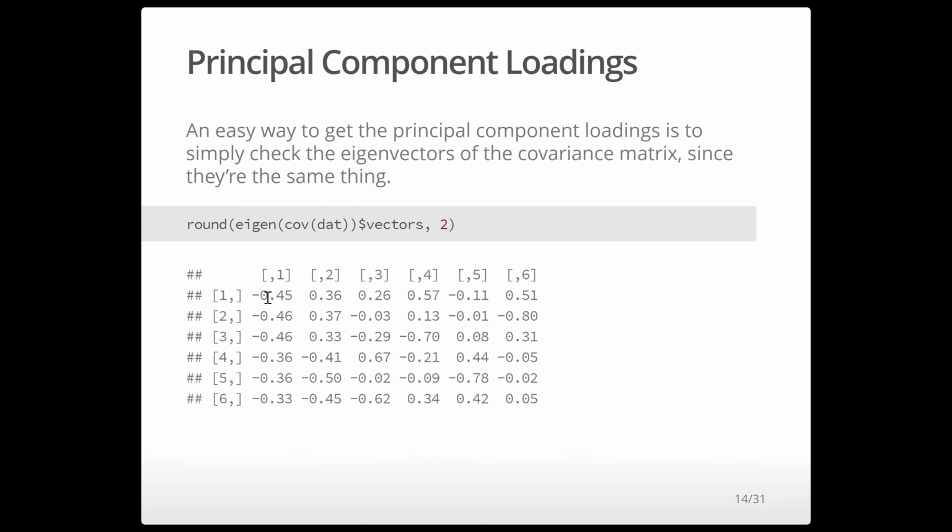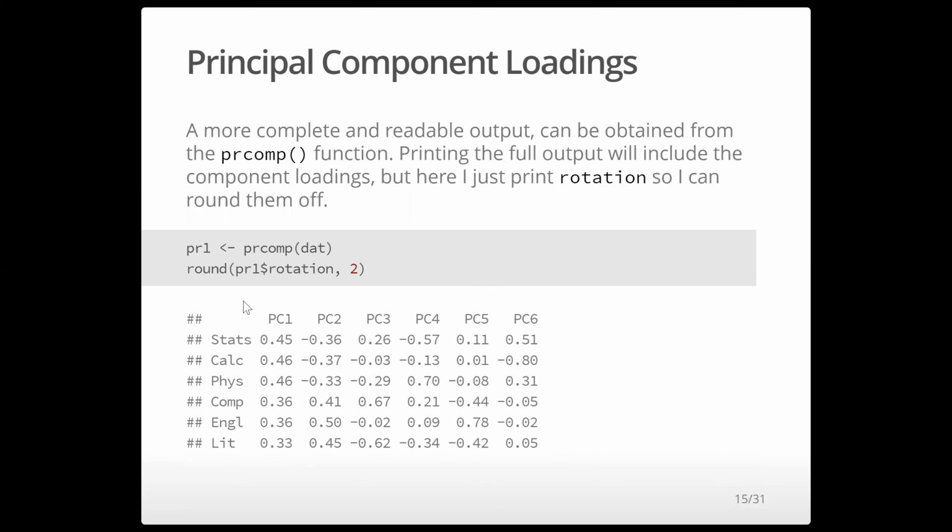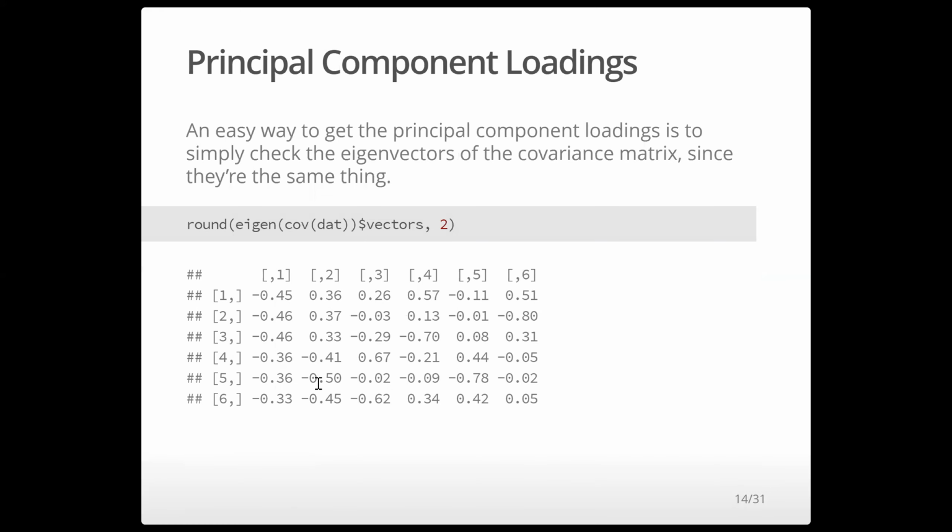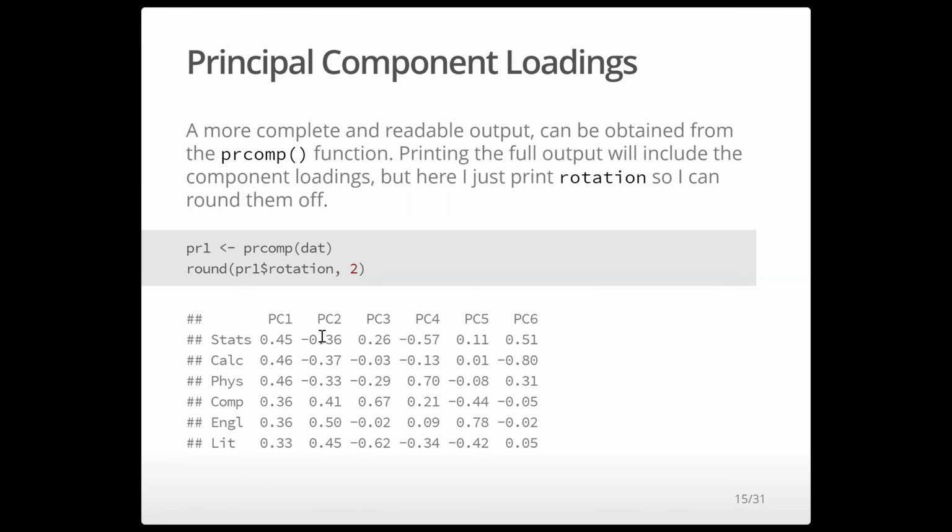The first couple are negated, because I think by default it'll make the majority of the first loadings positive, but it doesn't matter. As long as the signs all match up, it's fine. You see that for the second principal component, the signs are also flipped. The third one is the same. It doesn't matter as long as the signs are consistent within groupings.